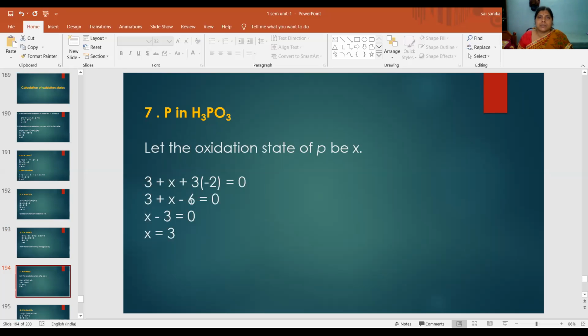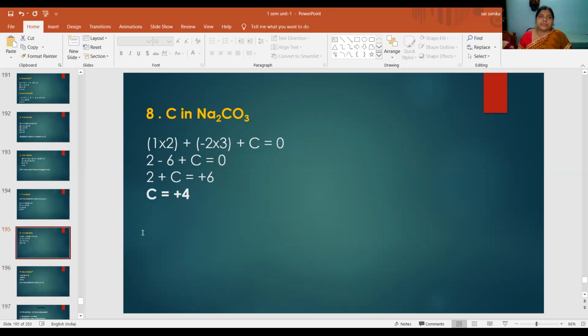So 3 plus x minus 3 to the 6, minus 6 equal to 0. So 3 minus 6 minus 3, x minus 3 is equal to 0, x is equal to plus 3. So here no symbol means plus 3 here. So the oxidation state of P is plus 3 in H3PO3.